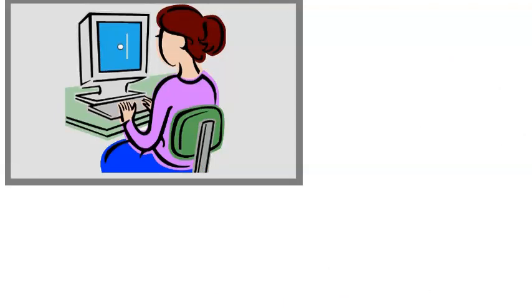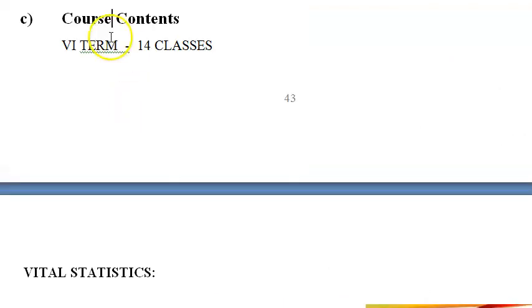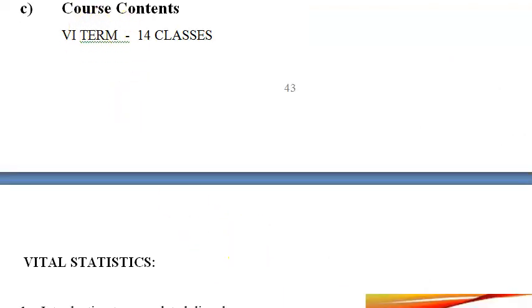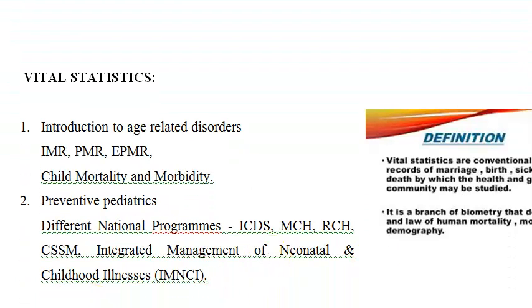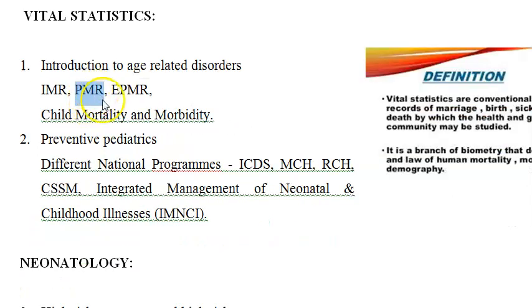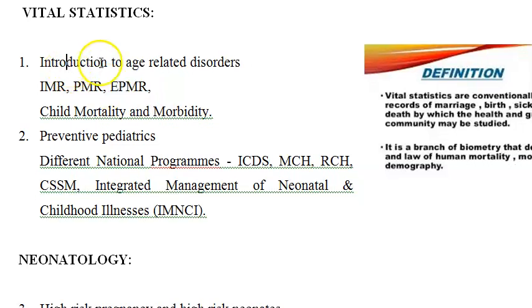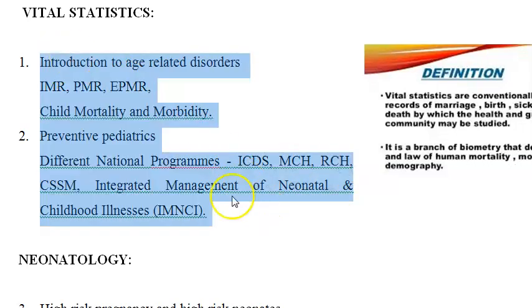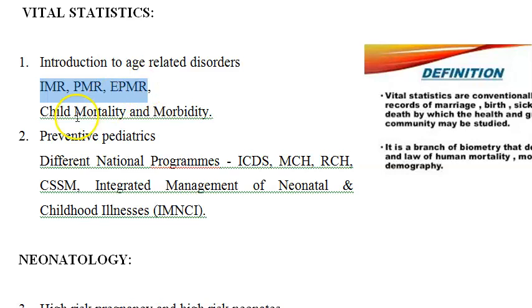Guys, now we are entering the exact syllabus of pediatrics. They are starting with vital statistics. So basically, IMR, PMR, EPMR, what are these? Mortality rates. Infant mortality rate. What is PMR? PMR is perinatal mortality rate. EPMR is early perinatal mortality rate. Here they have not mentioned MMR, that is maternal mortality rate. Here they are talking about children.